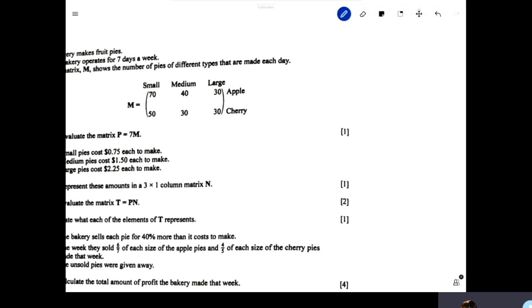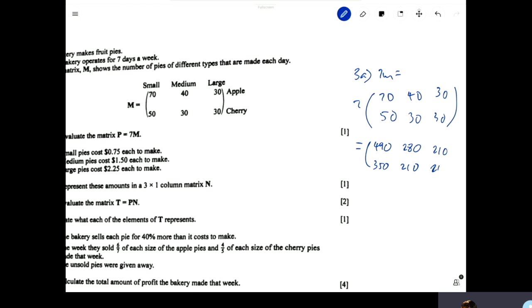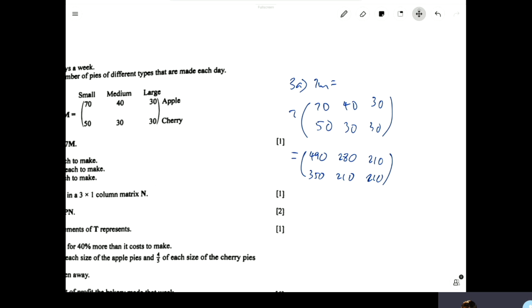7 times M is the same as 7 times everything. So that will give us everything multiplied by 7. So we get 490, 350, 280, 210, 210, 210. Okay, so that will give us 1 mark. Easy or not? Yeah, easy.